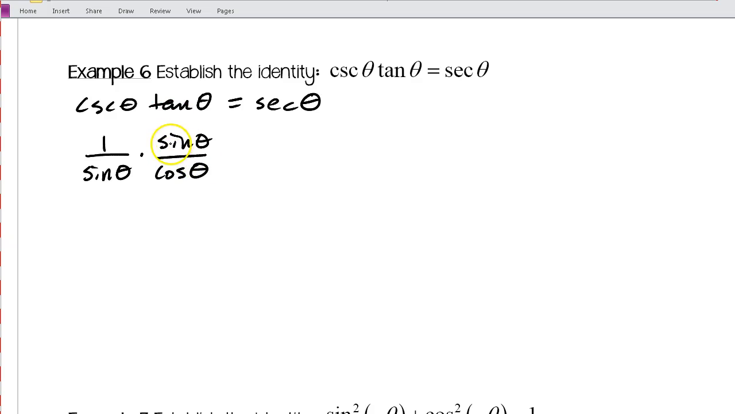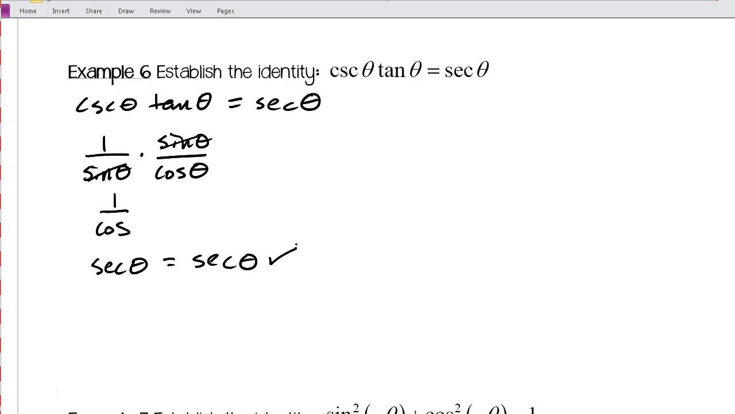So I can see that this sine theta up here and this sine theta over there are going to cancel, so I have 1 over cosine theta. And I know that 1 over cosine theta is secant theta, which is what I wanted it to equal. So once I get them equal, I write secant theta equals secant theta. I check it off that I established the identity, and we're done.